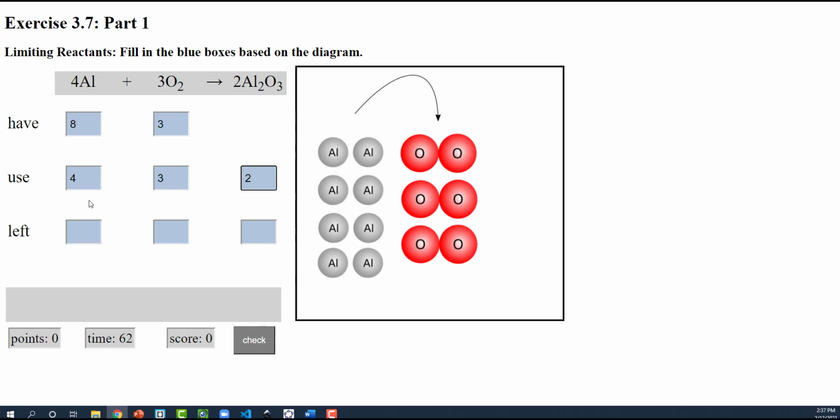When we're all done, what's left? 8 minus 4 is equal to 4. There are no oxygens left. They were the limiting reactant. And how much were we able to make of aluminum oxide? We were able to make 2 units of aluminum oxide. And again, hopefully that made sense.